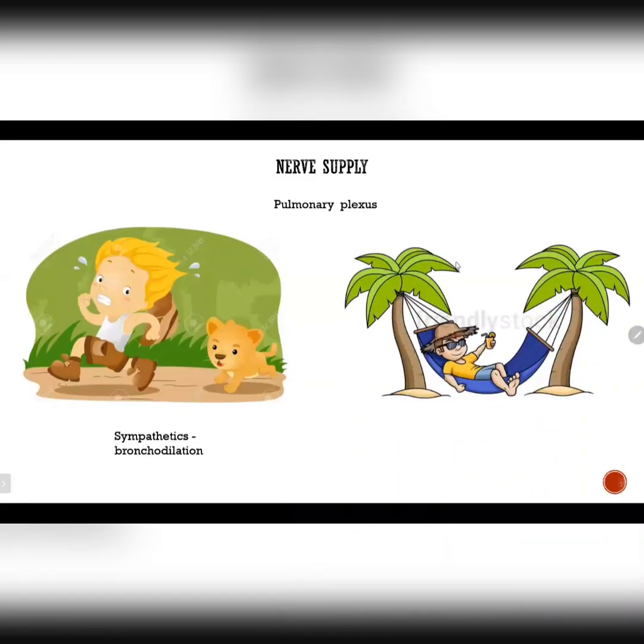Whereas the parasympathetic nervous system is activated when you are relaxing. If the sympathetic nervous system is for fight and flight, the parasympathetic nervous system is for rest and digest. So what is the action of the parasympathetic nervous system on the bronchi? It's the opposite: constriction. Yes, bronchoconstriction.